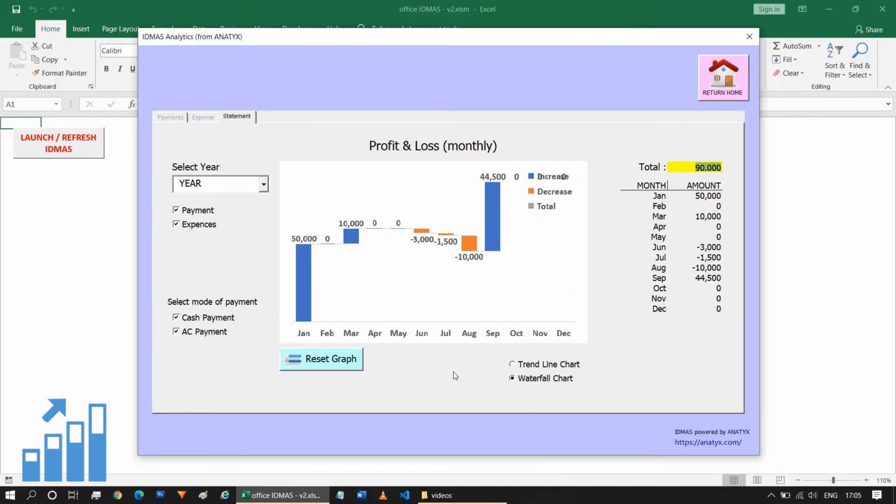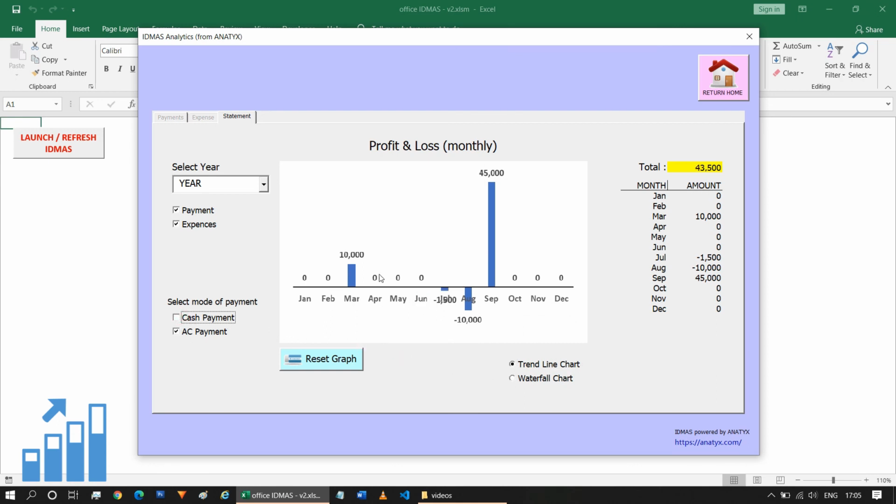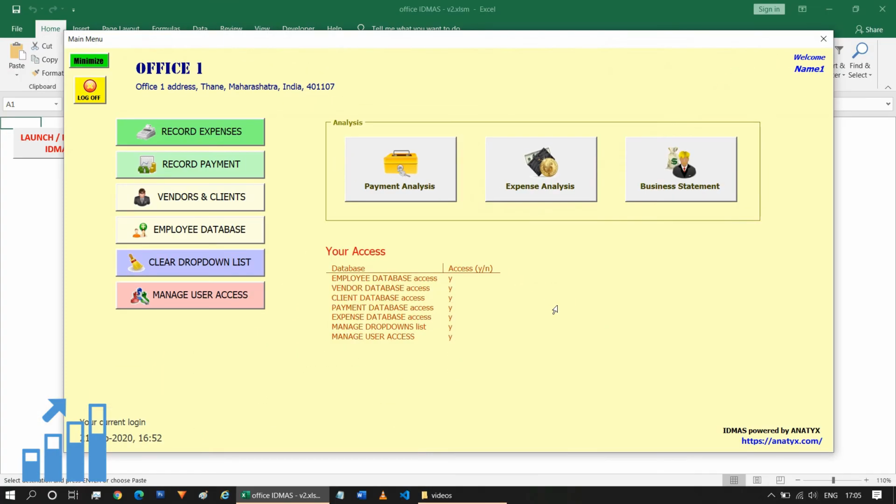Similarly, you can check out how much your cash payment is. You can uncheck this, and you can see how much of cash payments or petty cash you have. So I can go back to the home menu and you're back in the main menu of your screen.